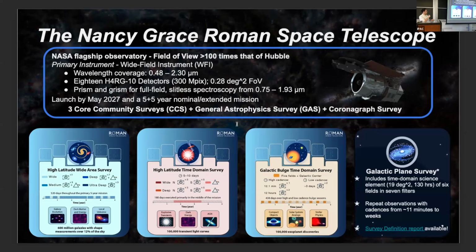I want to mention as well the Galactic Plane Survey, which was approved earlier through a survey definition process, which will also include specific fields on some star-forming regions in the galactic plane with repeated observations over some interesting timescales like minutes to weeks. And so this is a very exciting opportunity for galactic time domain astronomy as well.